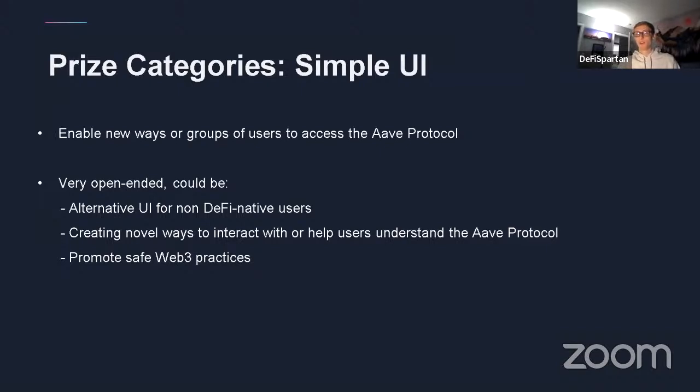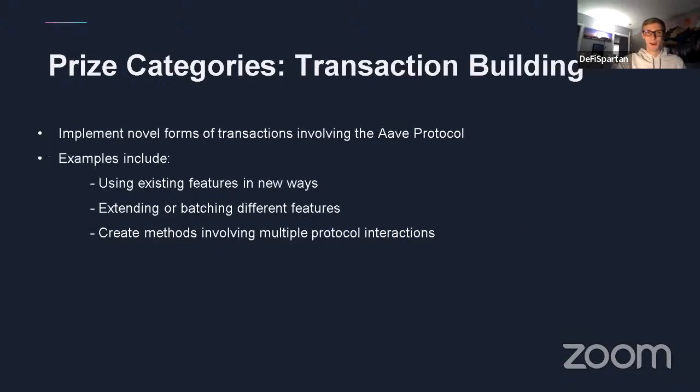So, verifying contracts, doing things on testnets, showing users what transaction data they're signing, and then giving comprehensive explanations. Those are all good things to include in a simple UI.